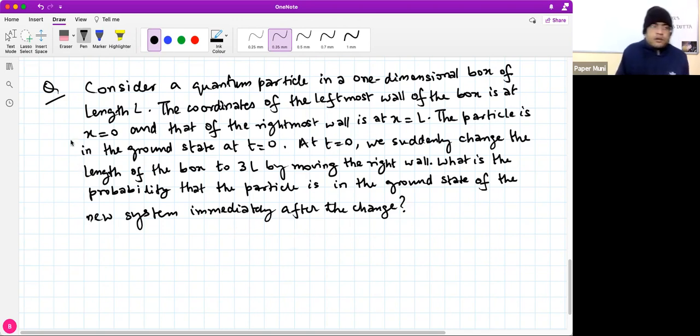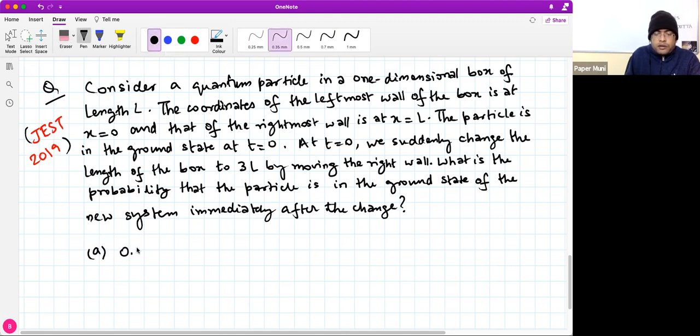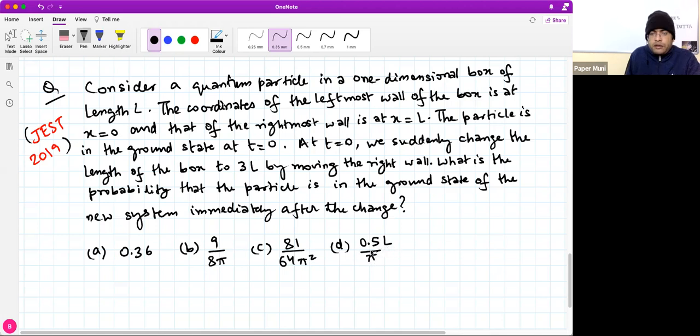So this is a question from just 2019. You will find similar questions in GATE and NET. So let's try this out. Now the options given to you are as follows. A is 0.36, B is 9 by 8 pi, C option is 81 by 64 pi square, and D option is 0.5 by pi L.